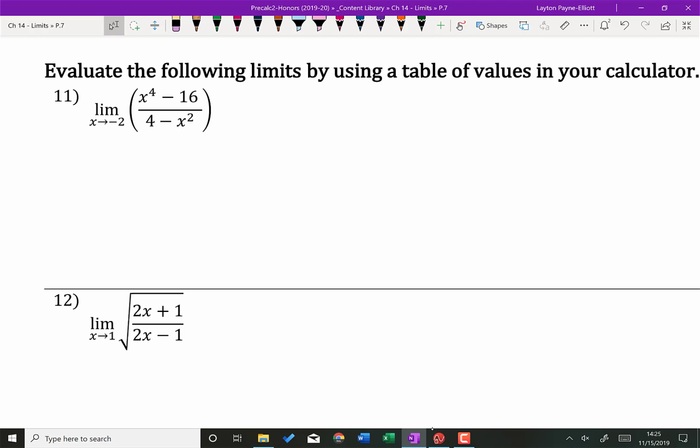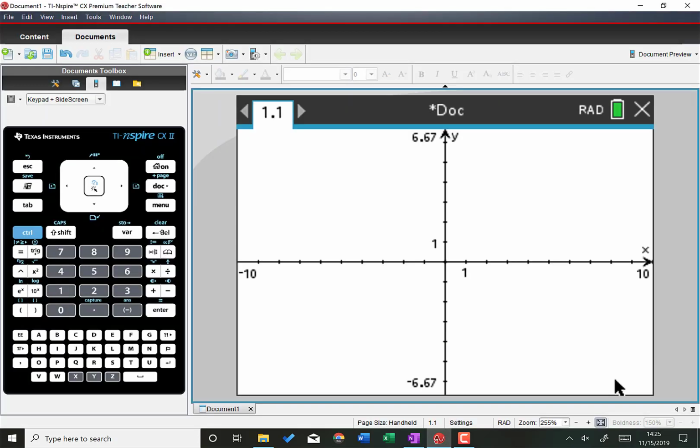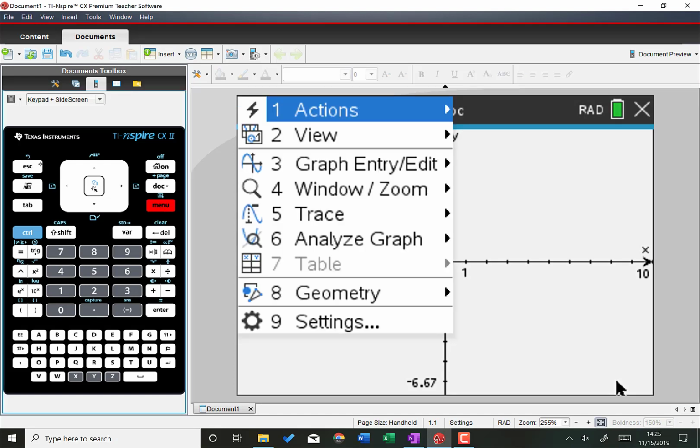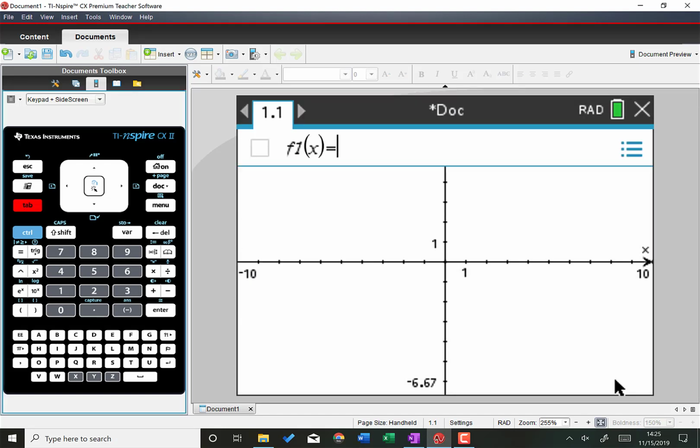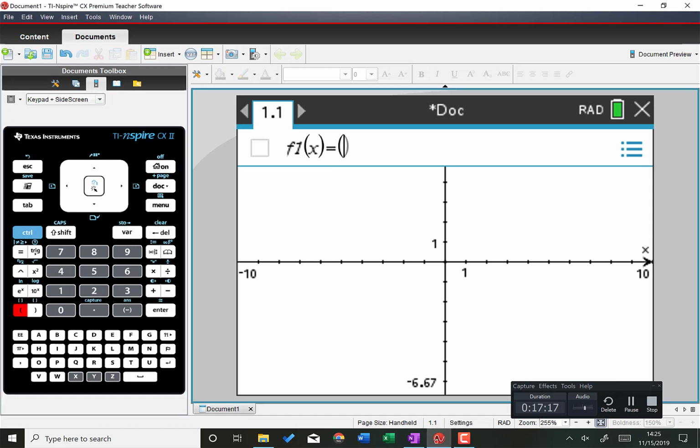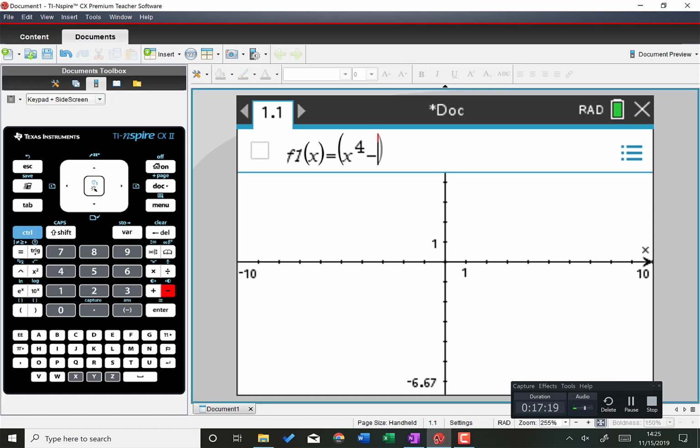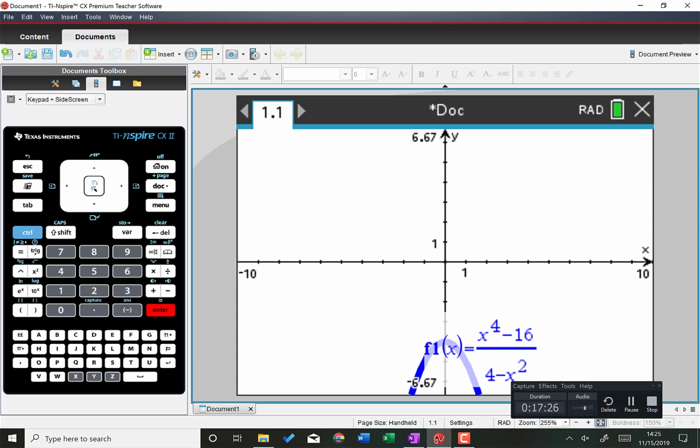But what I want you to do is graph this into the graph part. So I'm going to go to menu, graph, tab. This is the part where I have to pray that this thing works. Come on, give me my keyboard. Okay, x to the 4th minus 16 over what? Thank you. Yay.